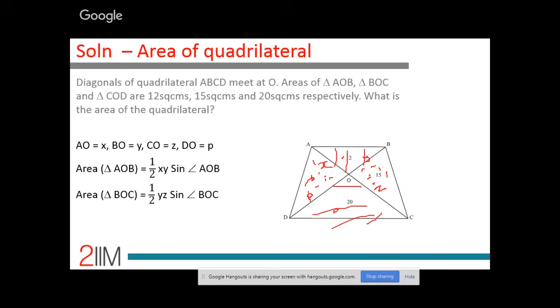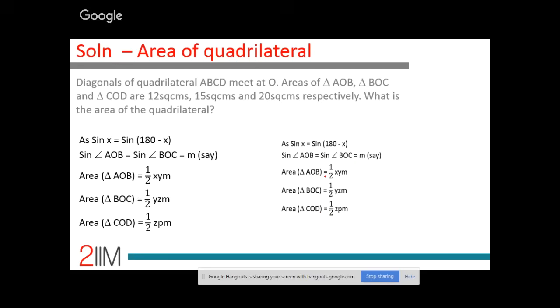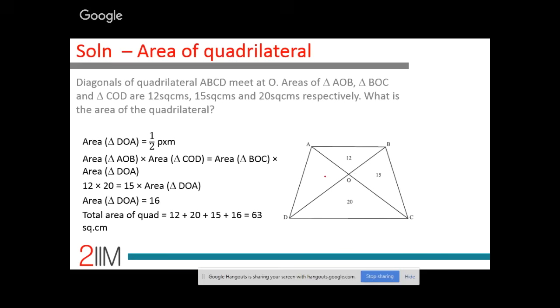Therefore, product of these two, 12 into 20 is equal to 15 into X. Once you know that, you're done. And so if this sine is M, then M gets cancelled on both sides. So 12 into 20 is 15 into this area. Or area of triangle AOB is 12 into 20 by 15, which is 240 by 15, which is 16 units.